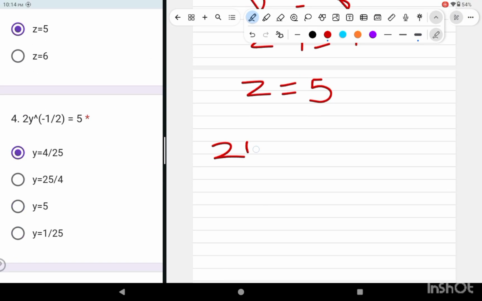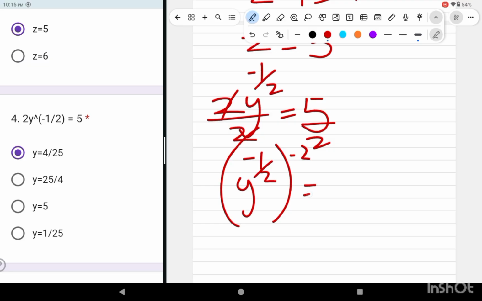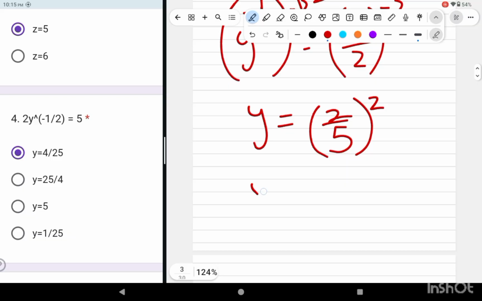For question 4, 2y raised to power minus 1 over 2. Take note the index minus 1 over 2 is affecting only the y. So to remove the coefficient 2, divide both sides by 2. Now, to remove the power minus 1 over 2, power both sides by minus 2. So we have y raised to power minus 1 over 2 all into power minus 2 equals 5 over 2 all into power minus 2. Multiplying out the power gives us y is equal to 5 over 2 raised to power minus 2. To remove the negative index, rewrite 5 over 2 as 2 over 5 all raised to power 2. That gives us y equals 2 raised to power 2, which is 4, over 5 raised to power 2, which is 25.